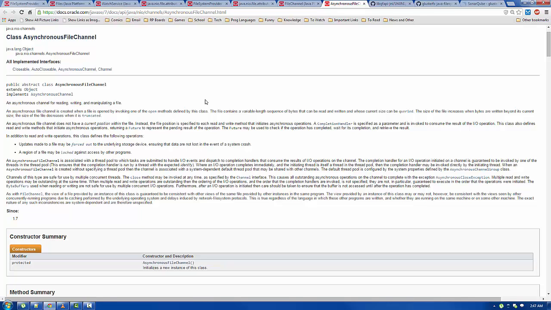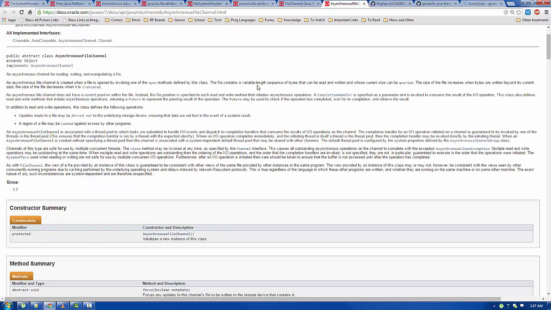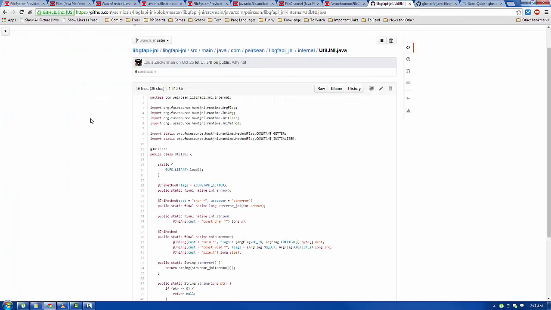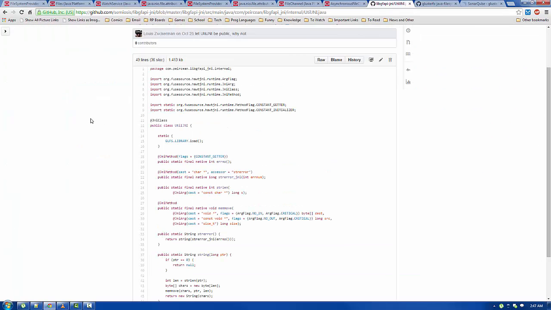This would involve the creation and implementation of the GlusterAsynchronousFileChannel class and any underlying libgfapi JNI calls. Another interesting task would be expanding on the error reporting and handling taking place in the system.